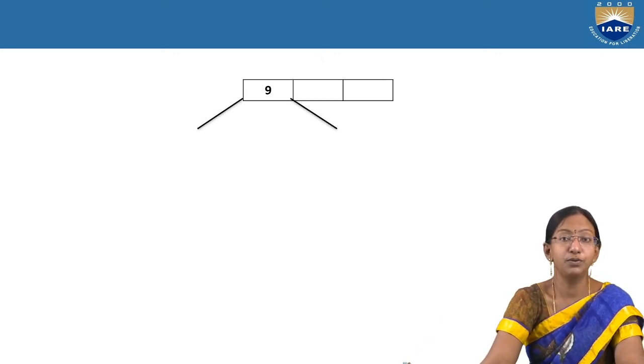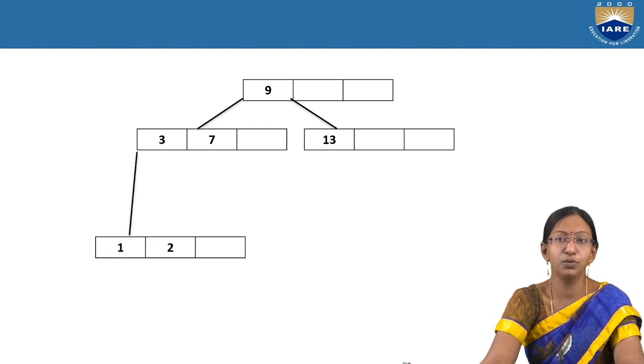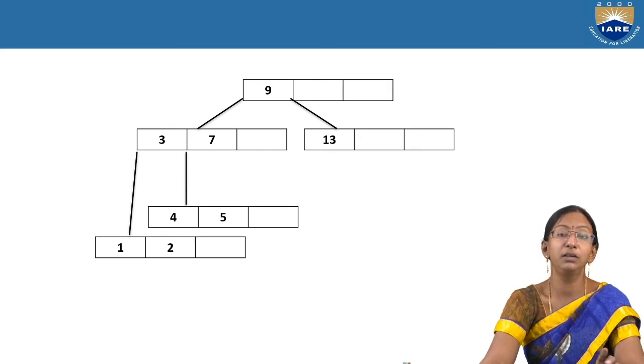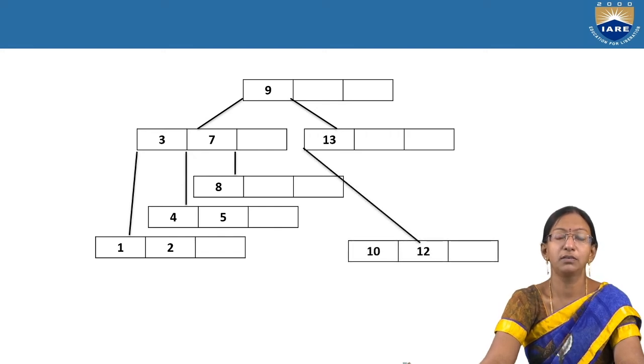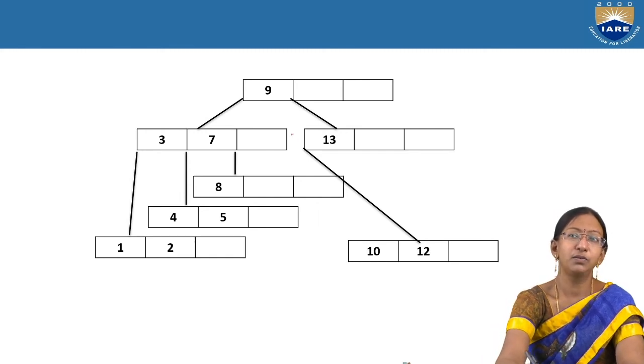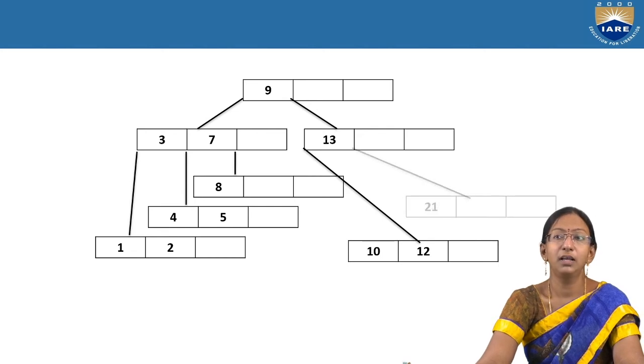So 9 went to top. Its left and right children are 3, 7 and 13 respectively. Then left of 3 are 1 and 2. Right are 4 and 5, which is the value between 3 and 7. Right of 7 is 8. Coming to the left of 13 is 10 and 12. Guys, all the elements which are right to 9 must be greater. Okay. Then right of 13 is 20.